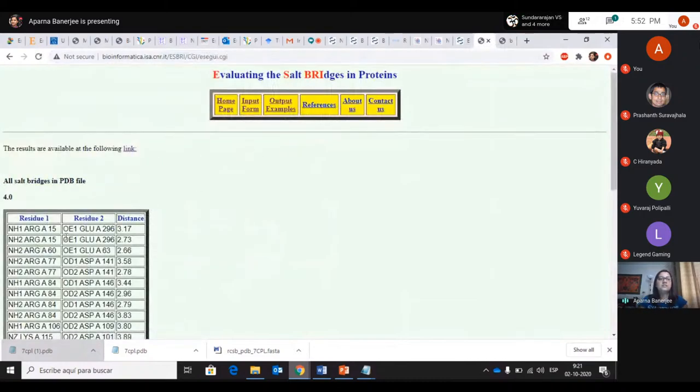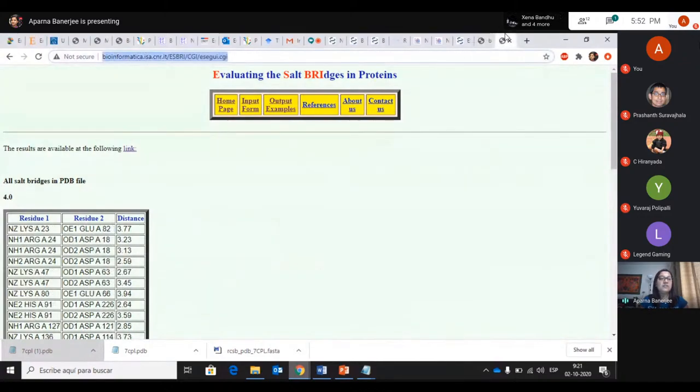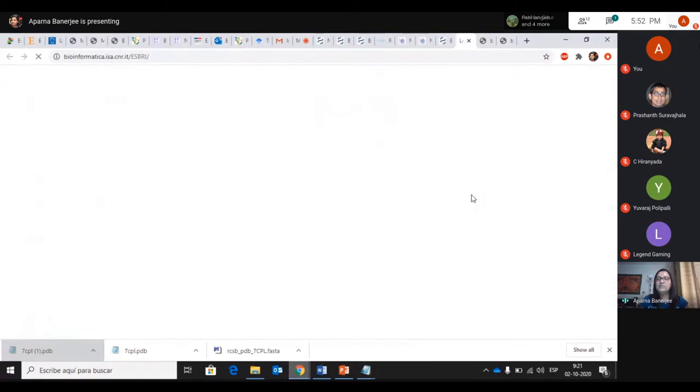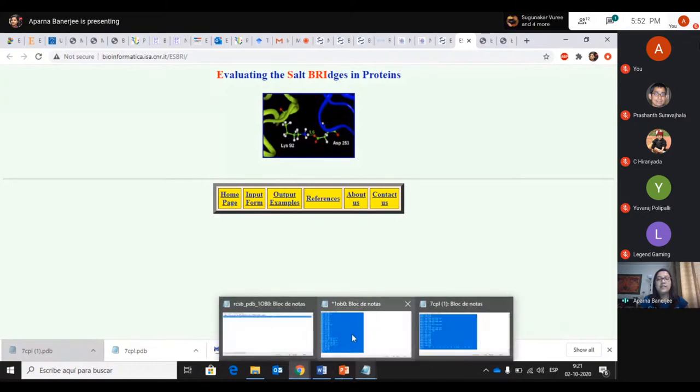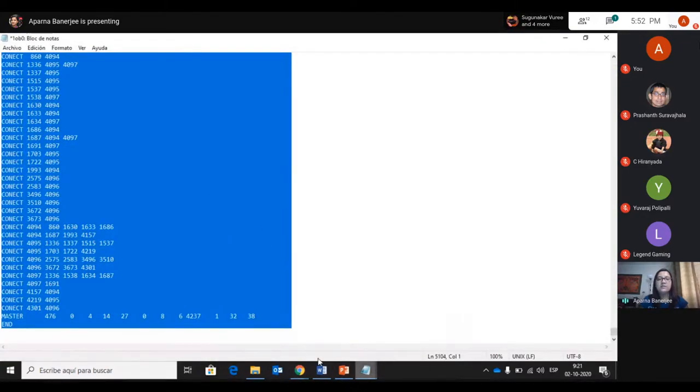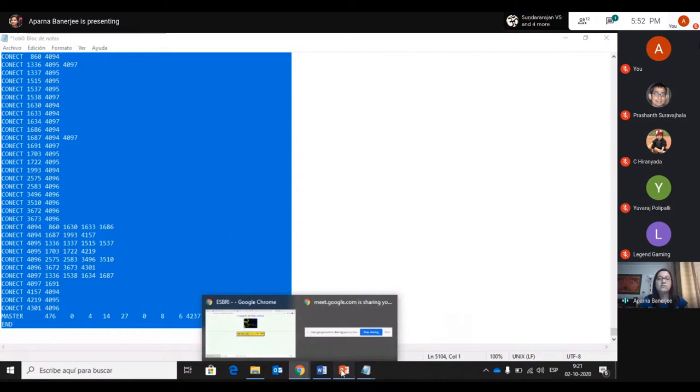So look, here it's arginine glutamic acid, arginine glutamic acid, arginine asparagine. And in both cases, we can see the differences. So we have to just go to this link, Bioinformatics ESBRI tool, and in the input form, we have to paste the atomic coordinates from the PDB file, just copying and pasting from the PDB file, and they will show us the salt bridges.